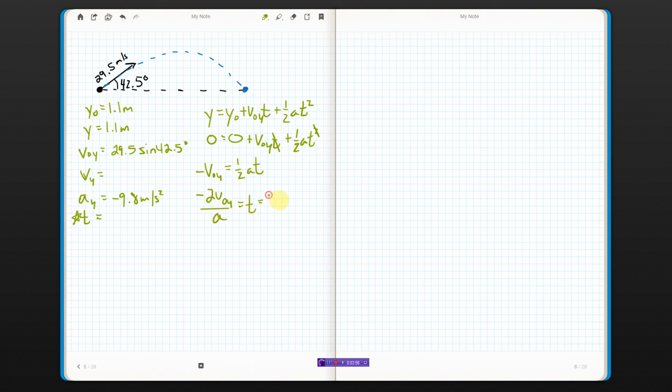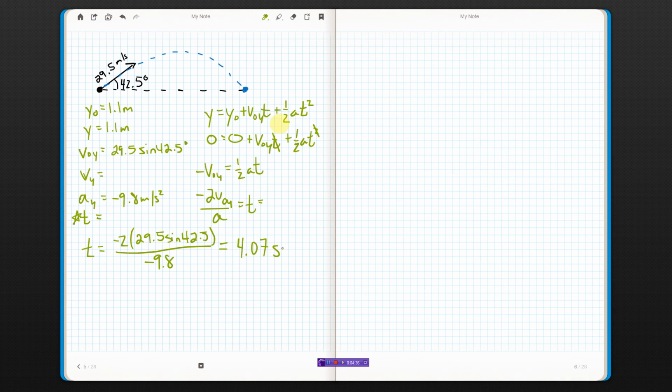In this case, I don't have enough room to do that. Hang on. I end up with negative 2 times 29.5 sine 42.5 all over negative 9.8. Put that in the calculator, and I get 4.07 seconds. Store that in your calculator because we're about to use it again.